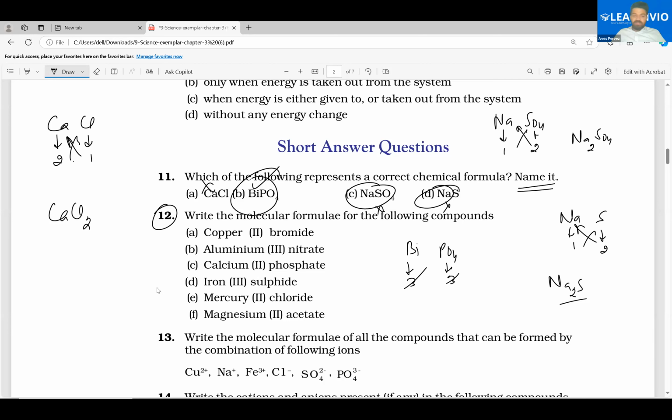Are you writing? Let me tell you that where it is written 3, it means iron valency is 3. And where it is written 2, calcium valency is 2. Where it is written 3, aluminium valency is 3. And mercury is Hg. And acetate ion is CH3COO minus 1, so its valency is minus 1.